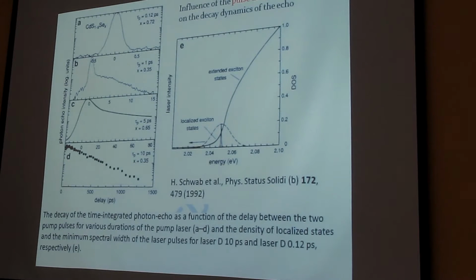Our explanation is the following. We have here the localized states, we have a mobility edge and extended states. If we have a narrow laser, meaning a temporally long laser, and we excite directly in the localized states, we measure these long times. If you make the laser pulse shorter and shorter, it becomes spectrally broader and broader, and we also excite extended states, and they scatter with the localized states, and then the phase coherence is lost.